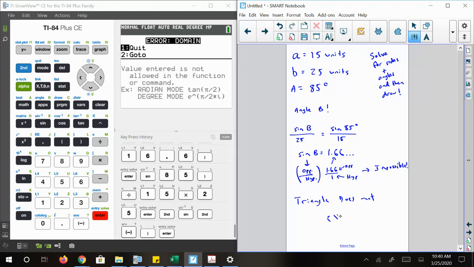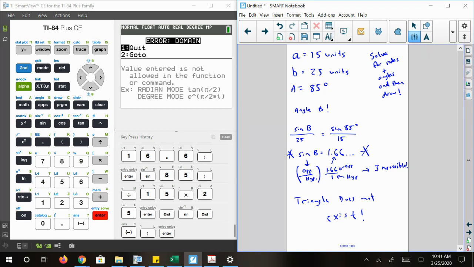So if you ever see this as a special case, you can say that triangle doesn't exist because it's impossible for me to get that sine value, because it implies that I have a right triangle in which the opposite side is larger than the hypotenuse. That cannot happen.